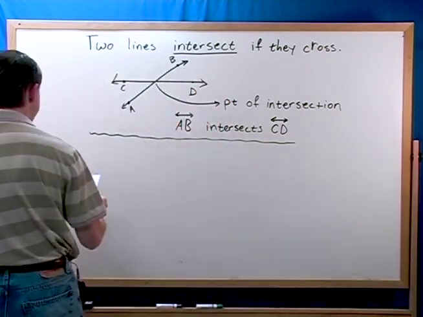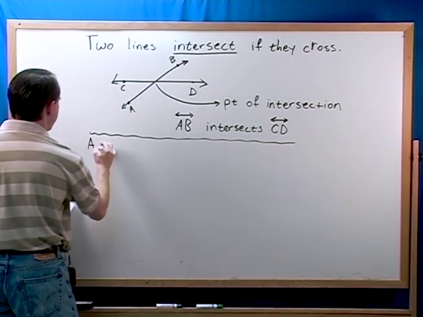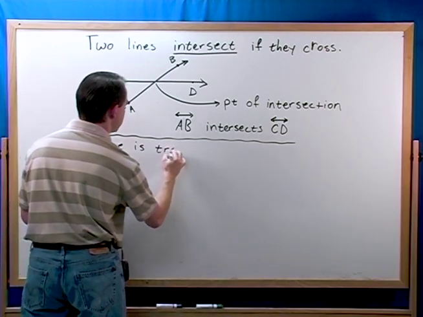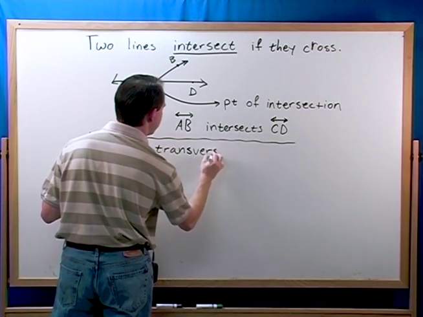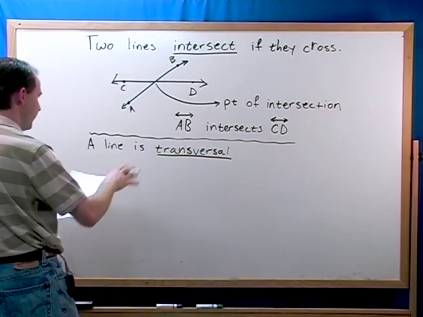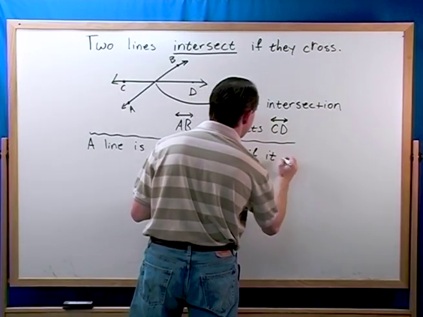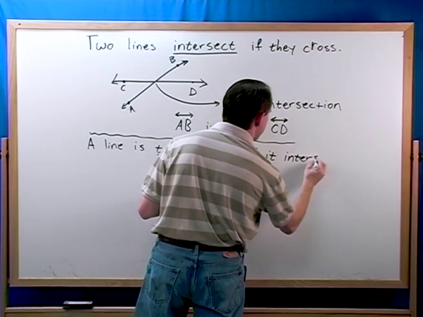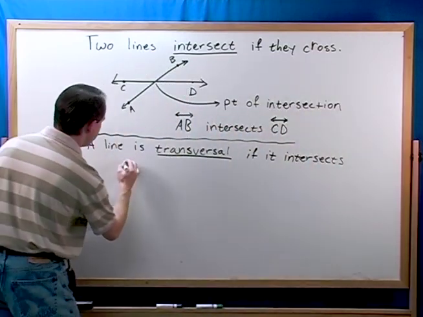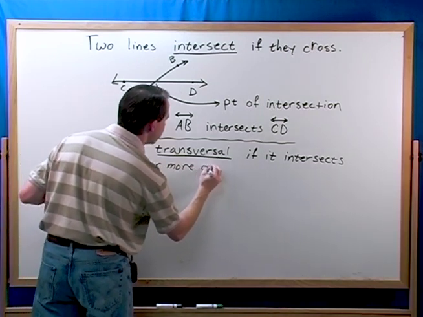So what we're going to say is we're going to define another term. Here we defined intersection. Now we're going to define something else. We say a line is transversal, and that's the word I'm trying to define here. Transversal, that's a line you're going to have to really learn what that means, okay? That's a word you're going to have to learn the meaning of. Transversal, if it intersects two or more other lines. So let me write that down over here. 2 or more other lines.